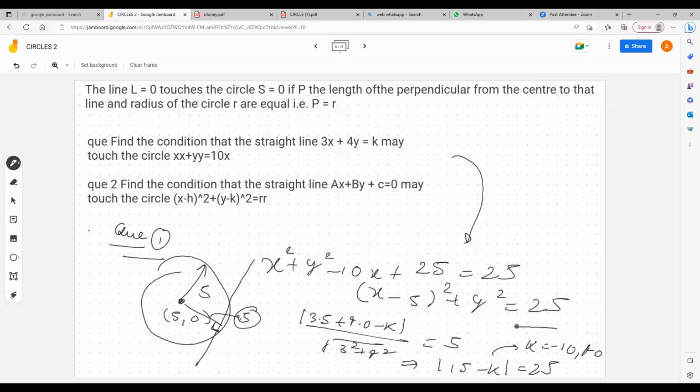So in solving this problem, what did we use? We used that if a line is tangent to a circle, then the distance of the line from the center of the circle will be equal to the radius. This is the concept that we used. Now, let us move on to the next question, where we are asked to find the condition that the straight line ax plus by plus c equals 0 may touch the circle (x minus h) whole squared plus (y minus k) whole squared equals r squared.